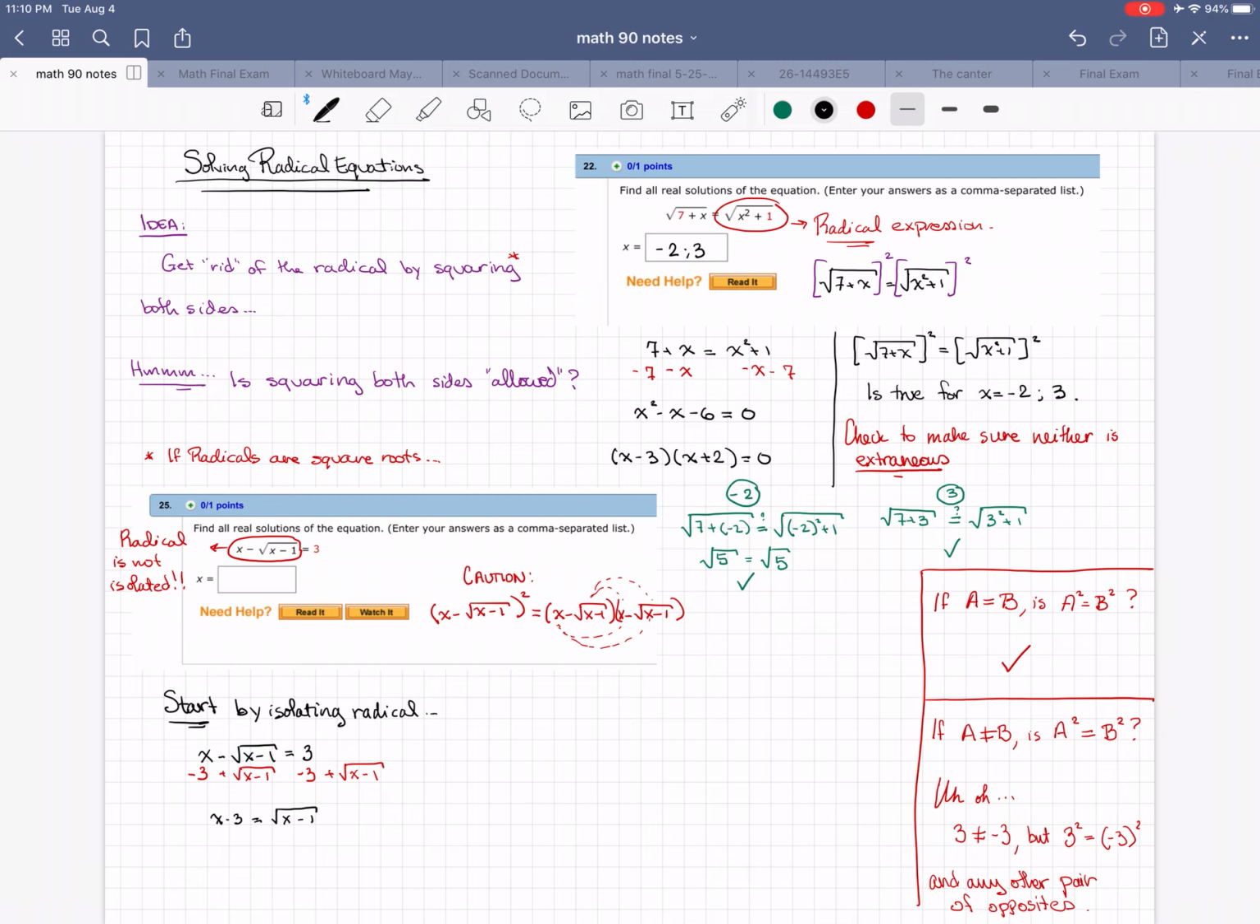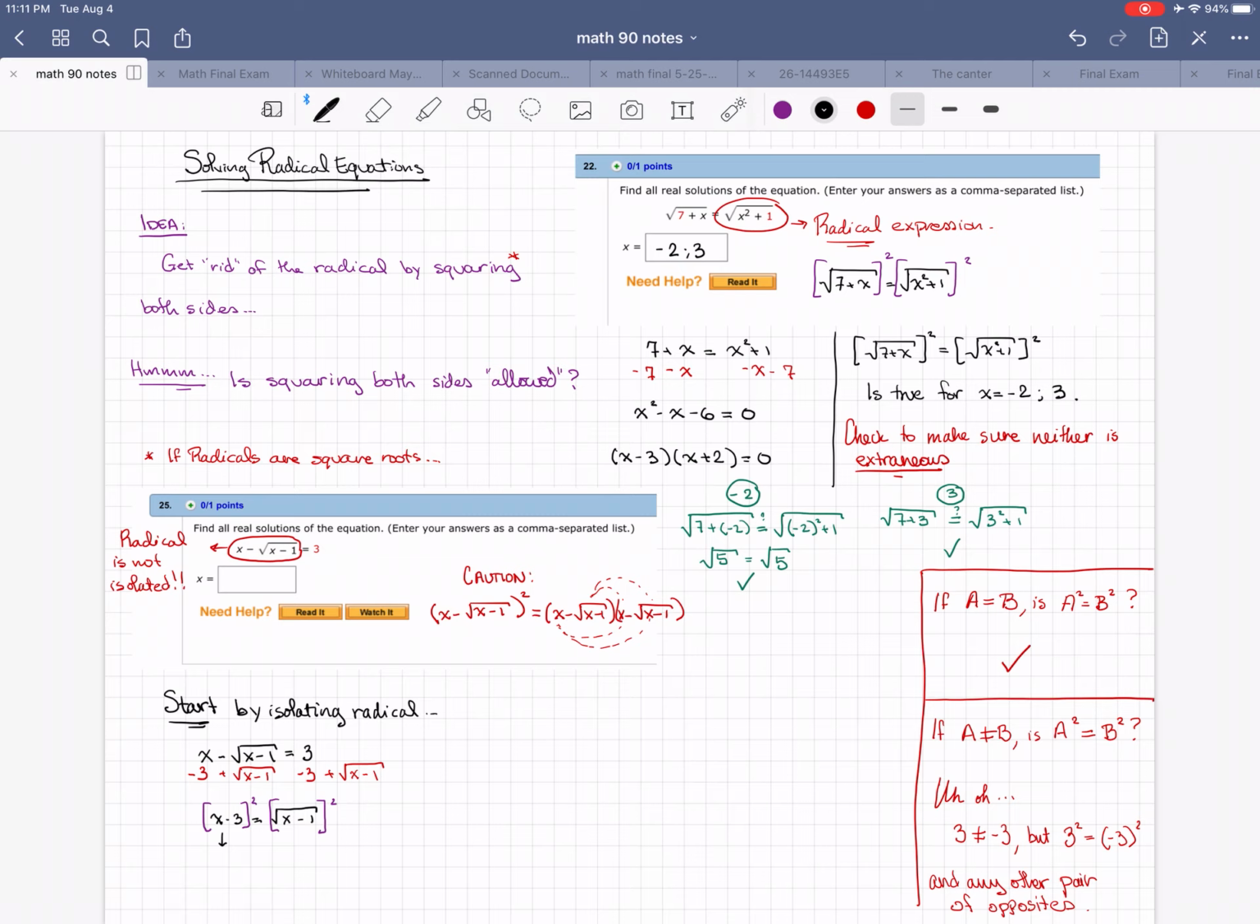Now that the radical is isolated, let's go ahead and square both sides. So we'll square the left-hand side and we'll square the right-hand side. One of the things it's really important to be super careful about is that your squaring skills are solid. When you're squaring something, you're not squaring it term by term, you're multiplying it by all of itself. So x minus 3 squared is x minus 3 times x minus 3.